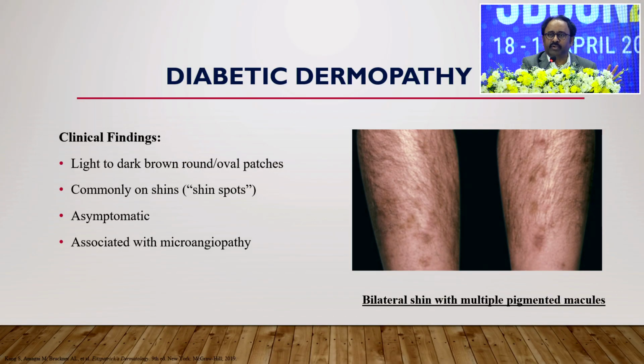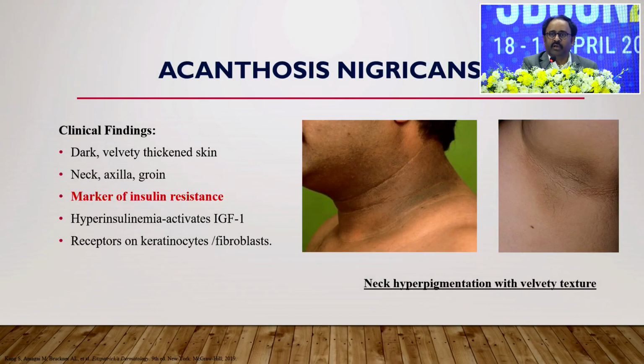I just enumerate the simple common skin manifestations in diabetes. This is one of the common ones, diabetic dermopathy, which often occurs in the lower limb as shin spots. It is associated with microangiopathy like neuropathy, nephropathy, and retinopathy. And one of the commonest things that we see of late in most patients with obesity, insulin resistance, or diabetes is acanthosis nigricans, a marker for insulin resistance.